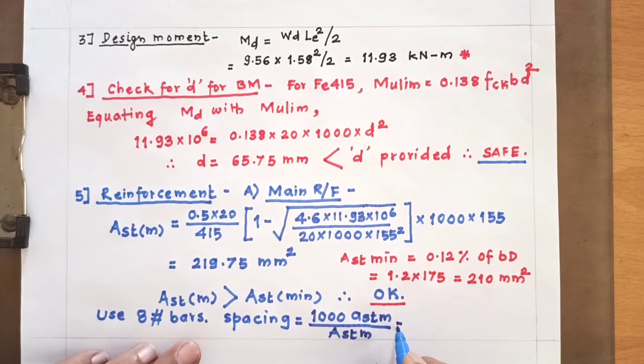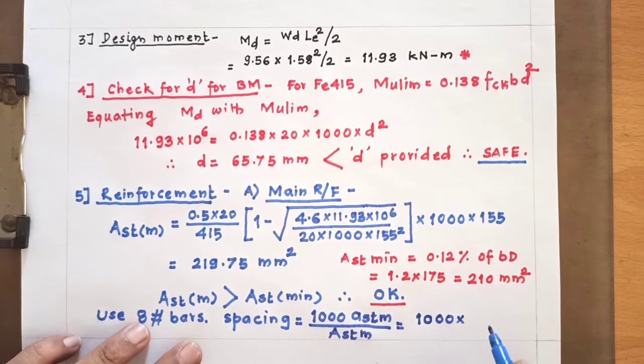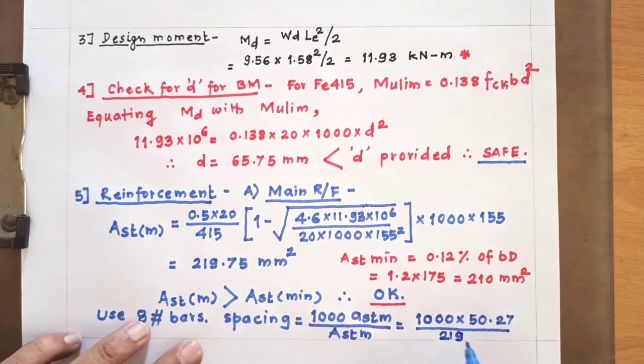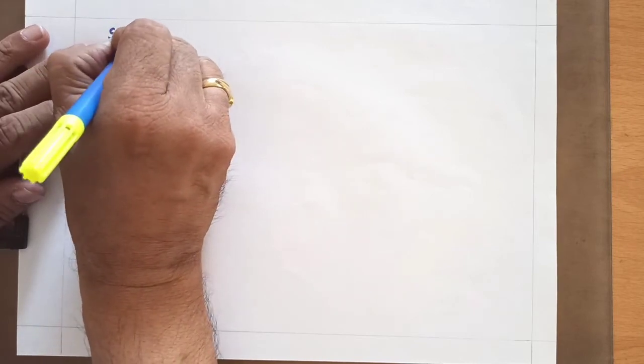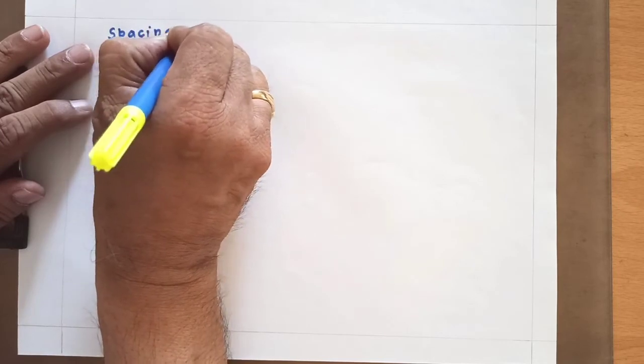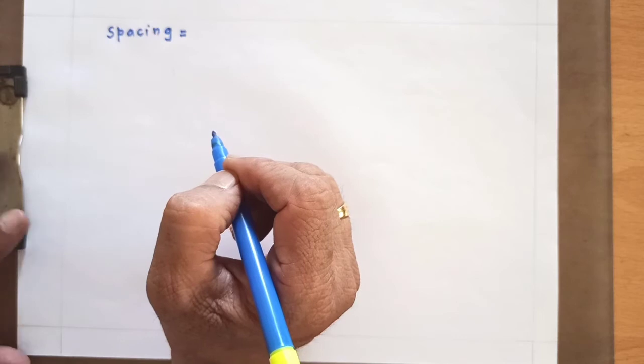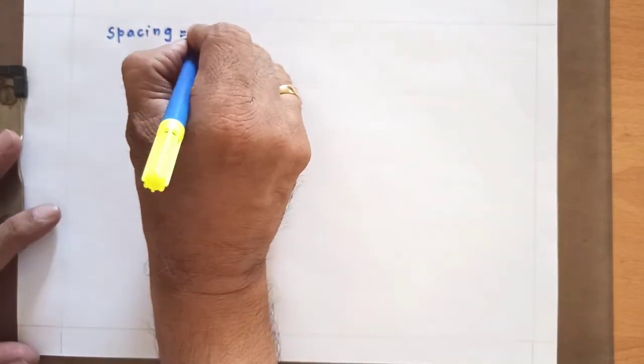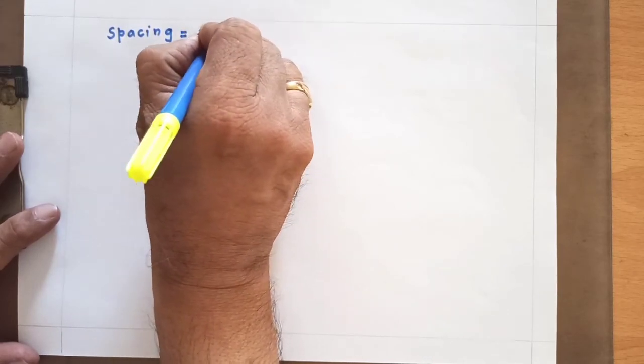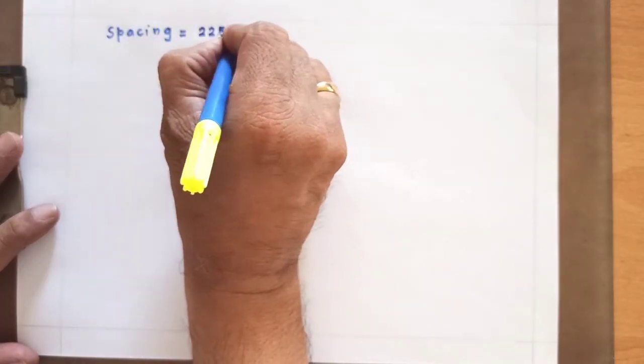Okay, so put the values. Small AST is the cross-sectional area of one 8 mm bar, which comes out to be 50.27, divided by AST main we have calculated, 219.75. The spacing is equal to 225 mm.